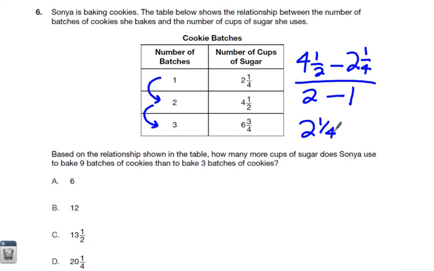And let's focus on what they're asking. They're asking how many more cups of sugar would Sonia use to bake 9 batches of cookies than to bake 3 batches of cookies. Make sure you read this kind of stuff very carefully, okay? They're asking how many more cups. So how many cups of sugar was for 3? Well, that was 6 3/4.